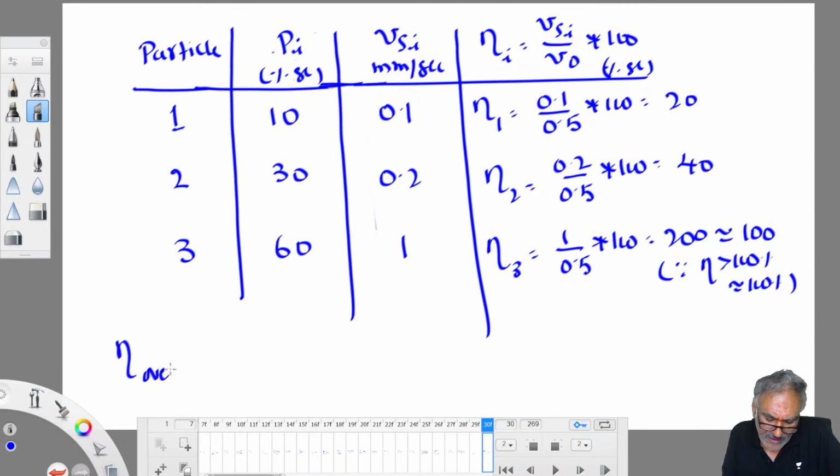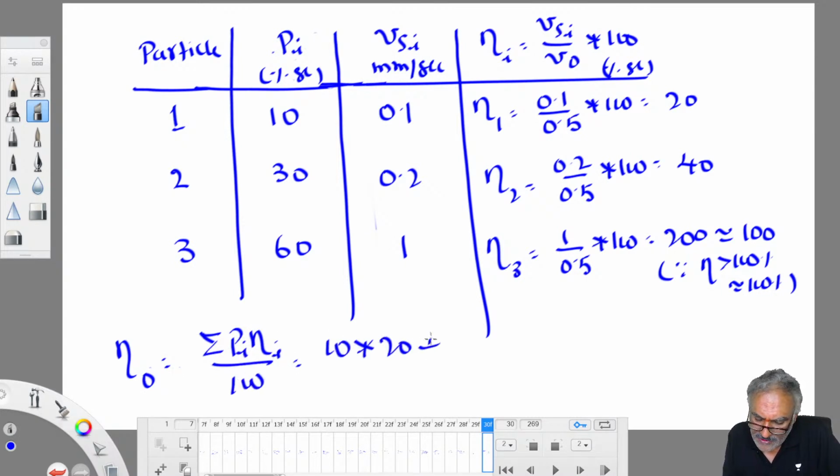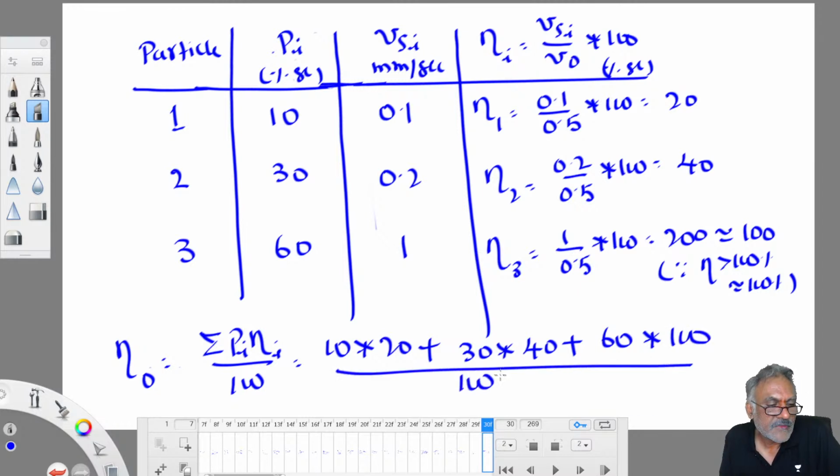Therefore overall efficiency is equal to sigma pi into efficiency of ith particle by 100. So 10% of particles, 20% removed; 60% of particles, 40% removed; 30% of particles, 100% removed. Therefore overall efficiency is equal to this much. If we take 200% there, we will go wrong. But even that wrong answer has one option matching, so you should be careful.